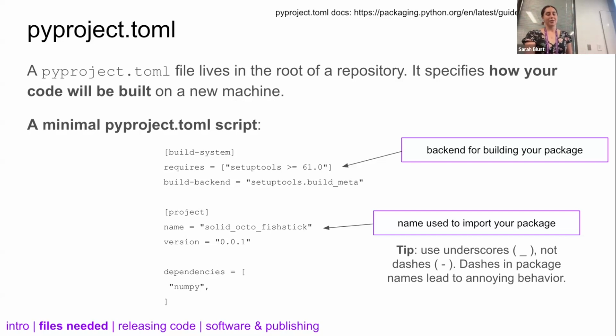A tip from past CodeAstros is to not use dashes in your project name. That will work for installing your package, but it'll cause some weird behavior down the line. So even if you name your Python project like solid-octo-fish-stick, for example, when you're naming it in here, use underscores.